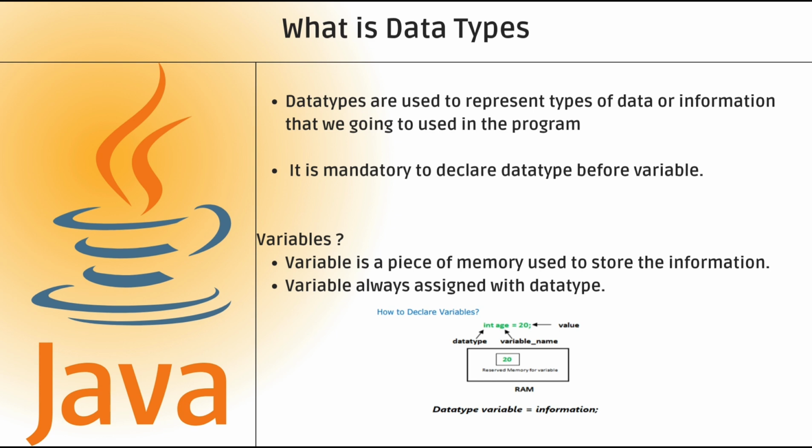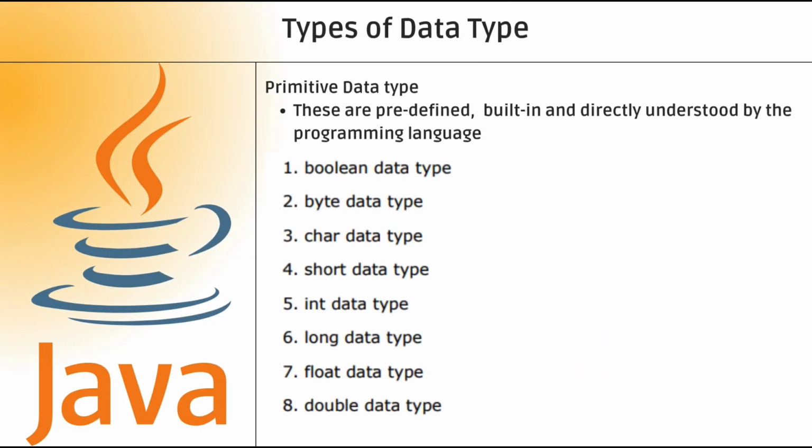So basically there are two types of data types. One is primitive and another one is non-primitive data type. So in this video, we will cover primitive data types. So these type of data types are built-in, predefined and directly understood by the language. Okay. That means they are the foundation upon which all the data is stored in the program.